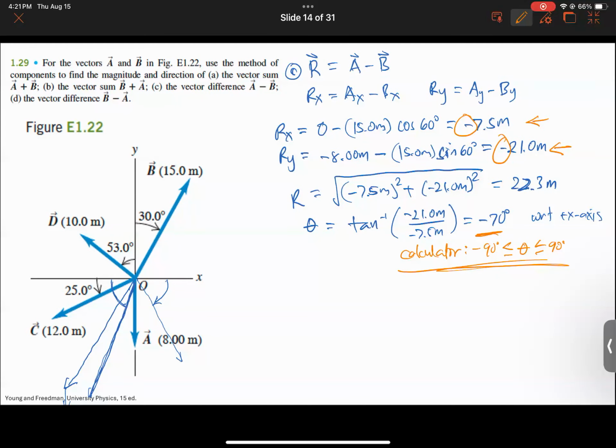Ang gagawin natin is magdadagdag tayo ng 180 dun sa 70. Ignore niyo yung sign na yan. So, mangyayari ito yung 180 natin, tapos ito yung 70. Now we have the correct orientation. So, the correct angle is 250 degrees. Okay, yan yung tamang direction.